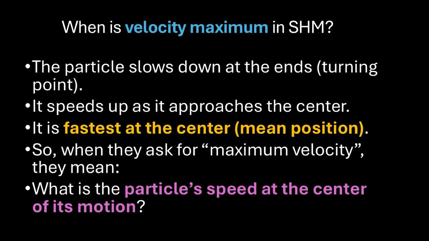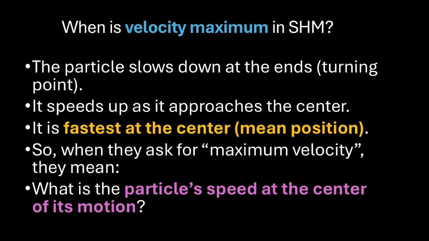When is the velocity maximum? The particle slows down at the ends, the turning point, which actually means it reverses the velocity direction. It speeds up as it approaches the center, which means it is accelerating. It is fastest at the center. Which position? The mean position. So when they ask for maximum velocity, they are indirectly asking you the particle speed at the center of its motion. So both of them can be interchangeably asked.